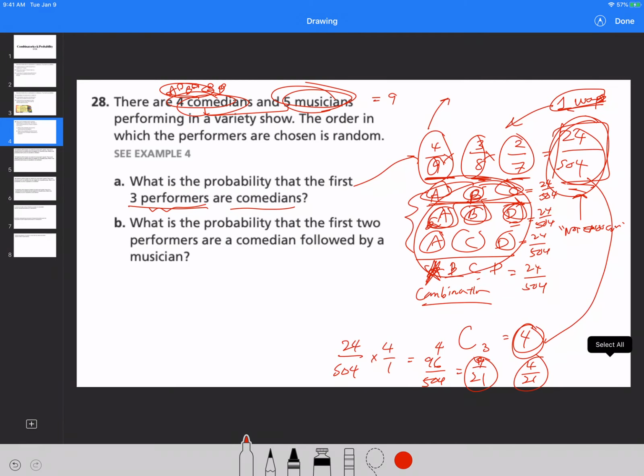Let me just write it a little bit clearer. This is how to find a probability dealing with combinatorics. First things first, you need to find the specific probability. We've done that 2 weeks ago. Then you just have to find the combinations in which this could happen. You're grouping four comedians into 3 spots. What about the musicians? I don't really care about that, because we're talking about 3 performers who are comedians. We want to group the comedians into 3 spots.